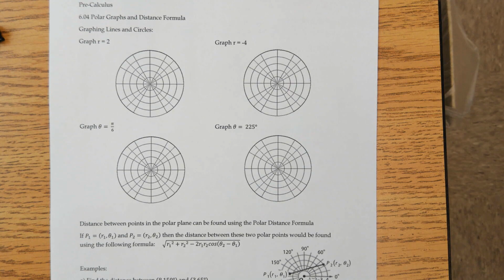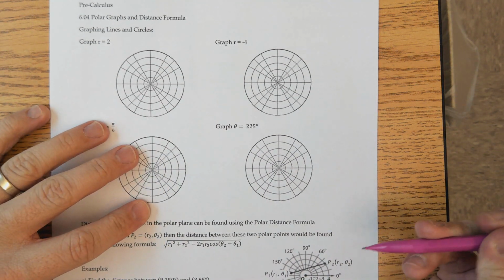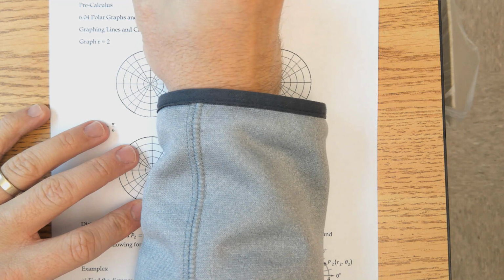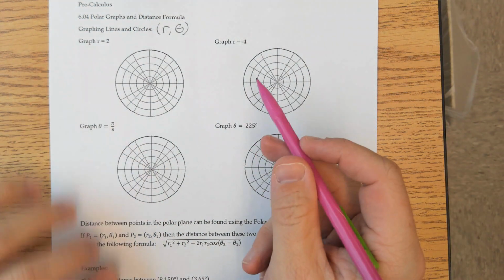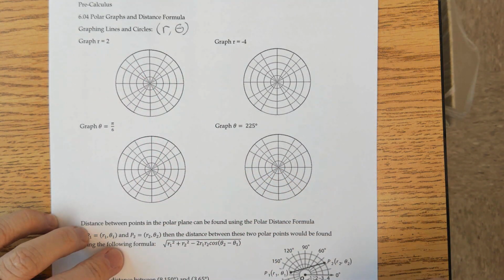We're starting off with 6.04 polar graphs and distance formula today. Pretty short, shouldn't take long to get through this. Pretty basic here. Last week, I taught you about polar coordinates being in the form of r and theta. Well, today we're just going to split it up, and we're going to graph either r or theta, and then we'll talk about distance formula shortly.